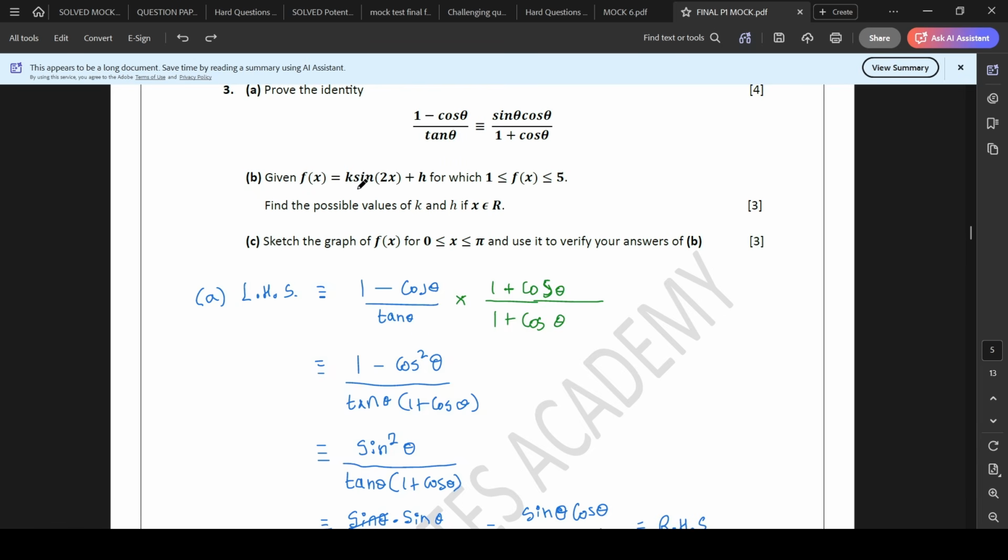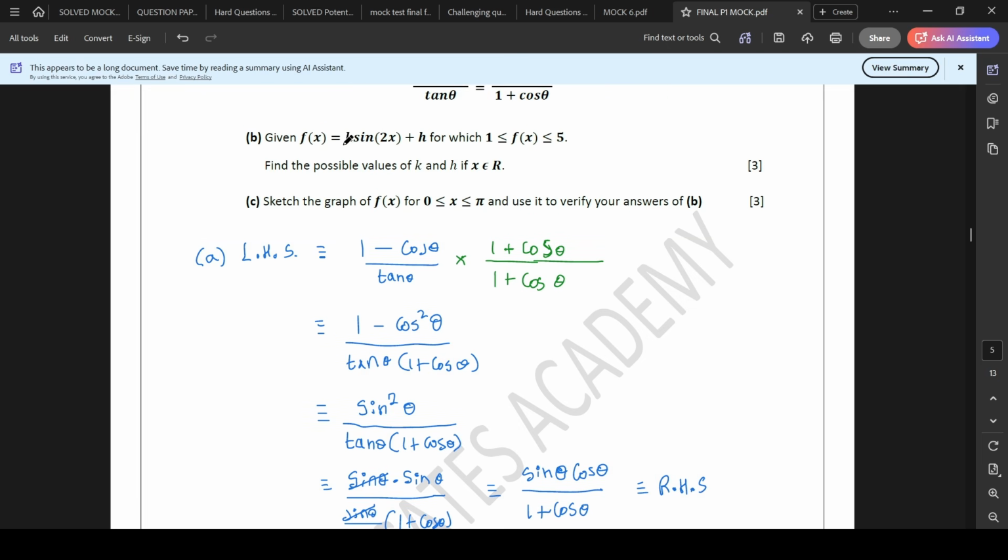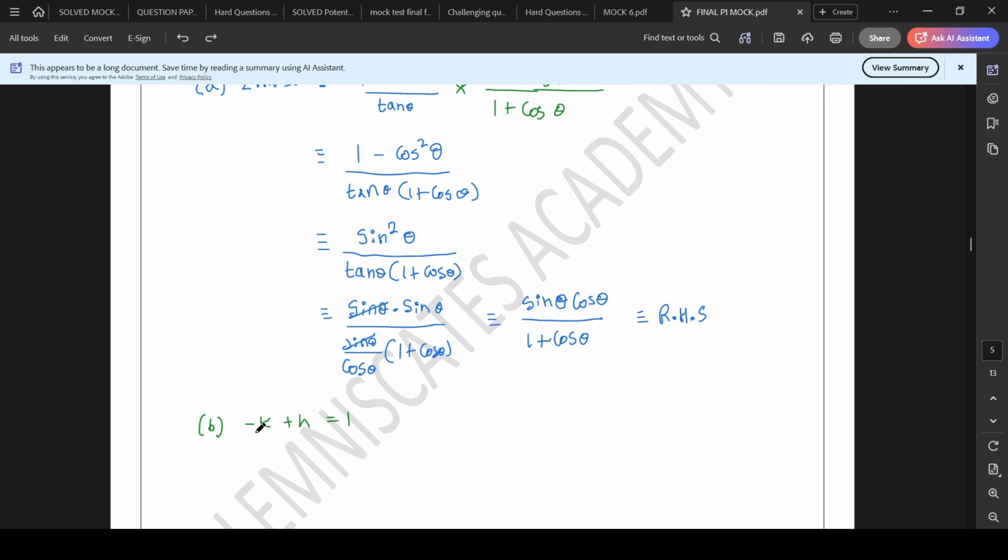So I'm going to say that sine 2x is -1. So minus k plus h is equal to 1. And when will my function be maximum? It will be maximum when my sine 2x is maximum, which is at 1. So that is k plus h, which is equal to 5. 5 is the maximum value. So k plus h is equal to 5.